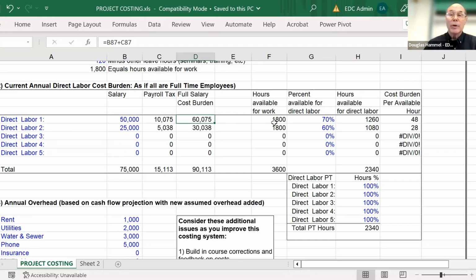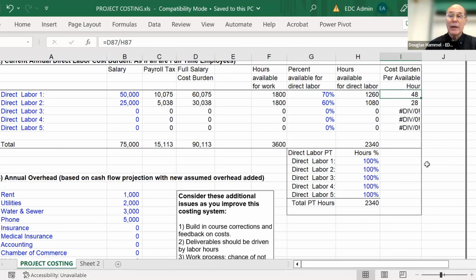Now, when we divide this full cost burden by these actual available direct hours, we get a full cost burden per hour. So the scheme here is to say, what would be their full-time wages? What is the full cost burden? What are the real hours that they can spend on direct labor? And we get a full cost burden per hour.